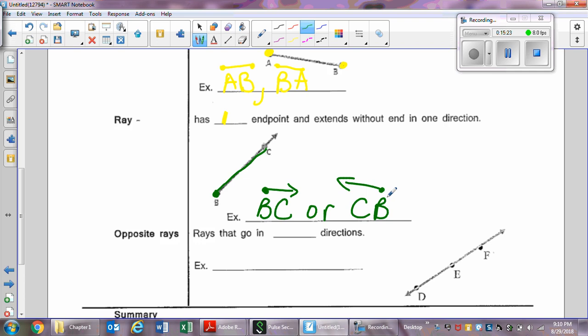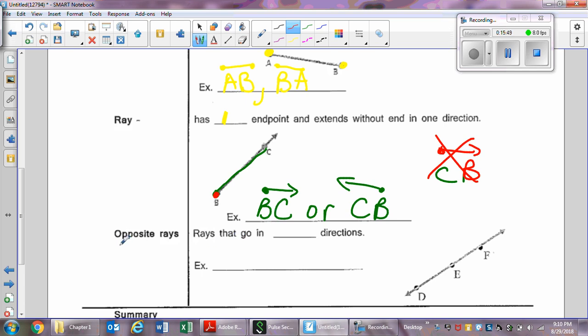If I name it like CB, let me use red, CB, and put this, I'm not naming the same ray, because this ray names a ray that starts at C and goes in the B direction, but this ray starts at B and goes in the C direction. So just make sure you pay attention to that one.